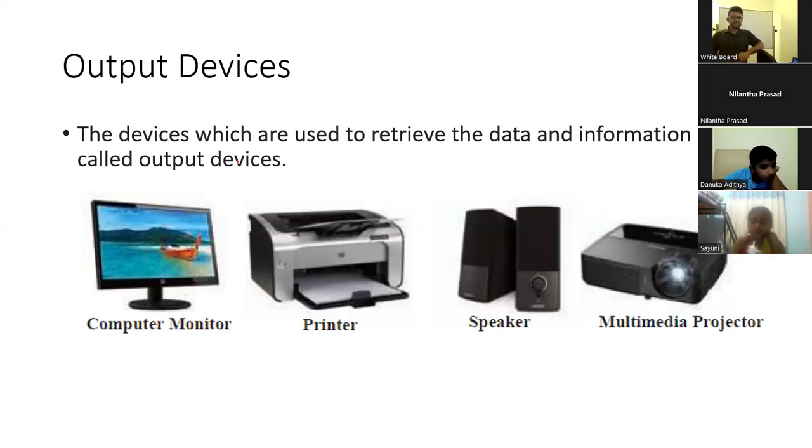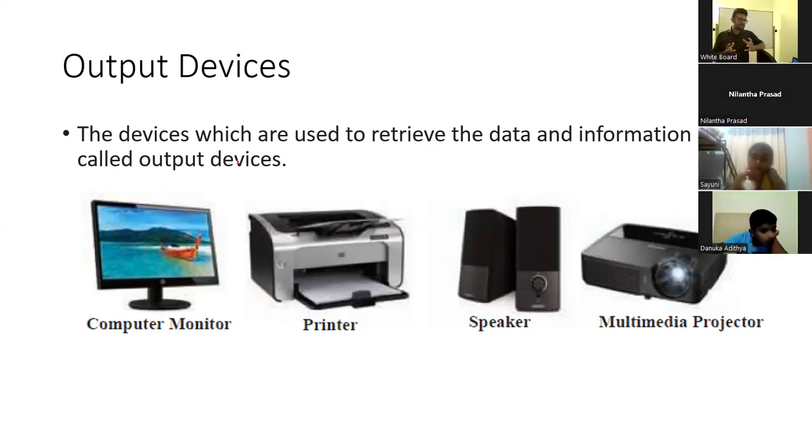Next one is the speaker. It is going to generate sound. So what is the other way around? The input device for the speaker is going to be the mic. Now the speaker is the output device. It is going to create again the sound that you may have input to the computer in a certain time period. Then the multimedia projector is going to project it onto a screen or a wall. Right? You can see that 4 output devices are there. The devices which are used to retrieve the data and information are called output devices. Right?